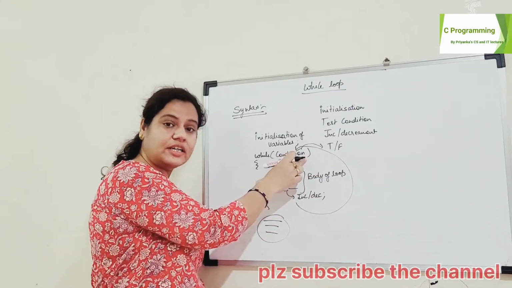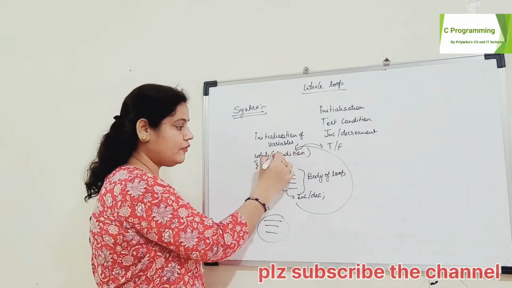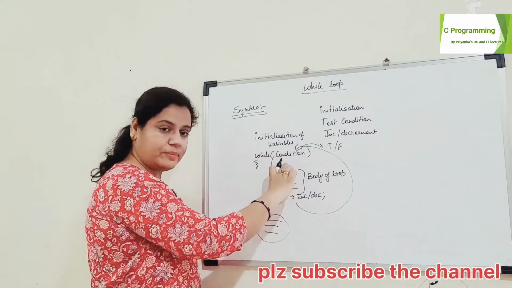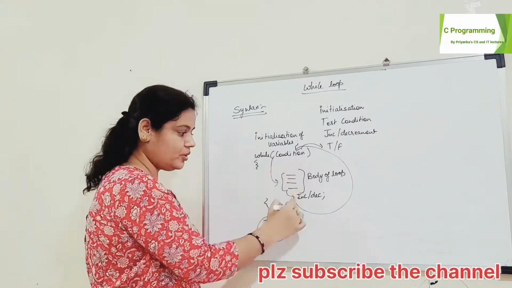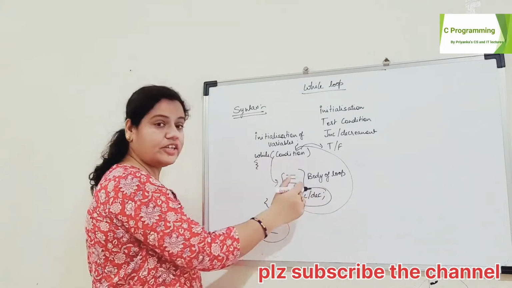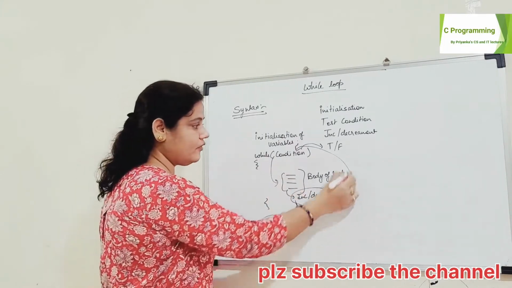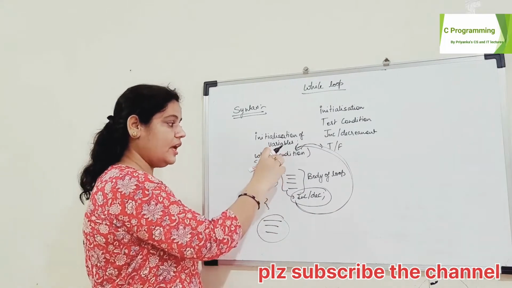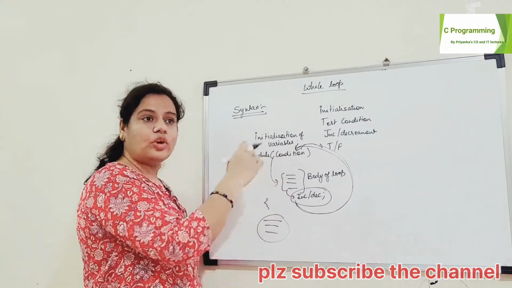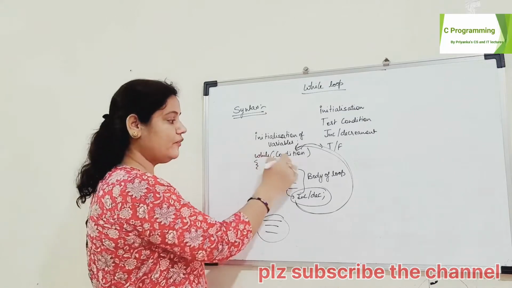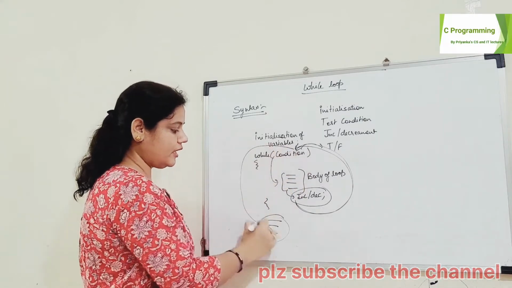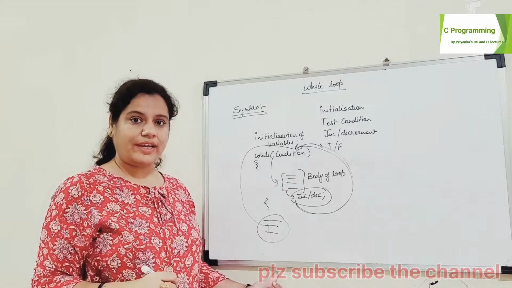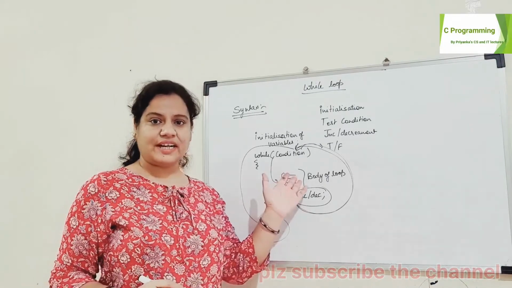If the condition is still true, then it will go into the body part of the loop again and execute the instructions. Then again increase or decrease the value. After that, it will go again to check the condition. If the condition is true, then it will keep going in the body of the loop. If the condition is false, then it will directly come out of the while loop. Let's take an example to understand it better.